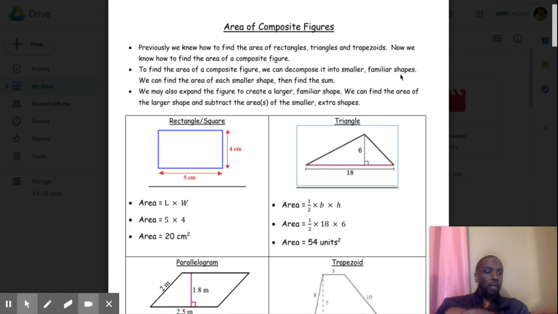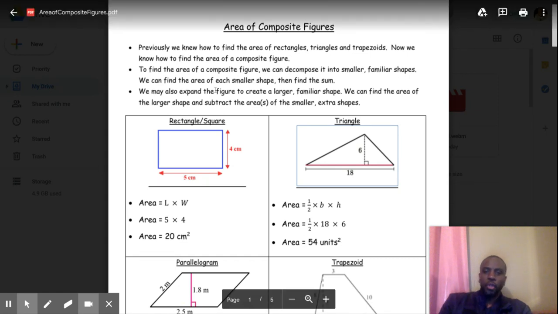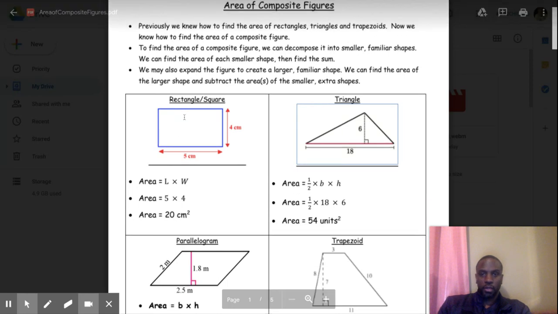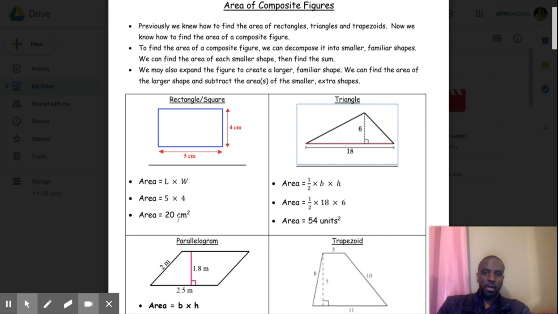So here we go. We worked on the area of squares and rectangles. The area is length times width. This one is 5 times 4, which is 20 centimeters squared. Don't forget the area is in centimeters. That is always a unit squared, okay?